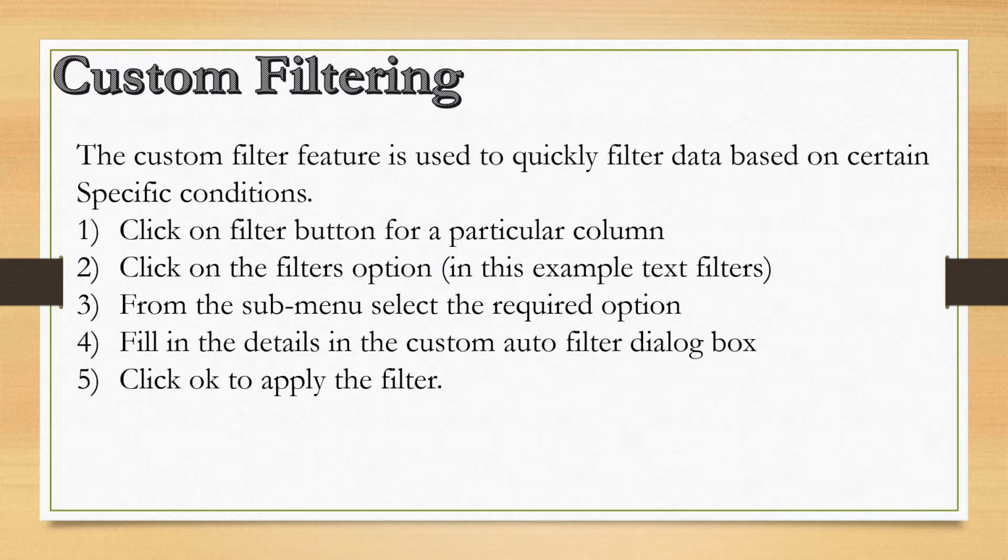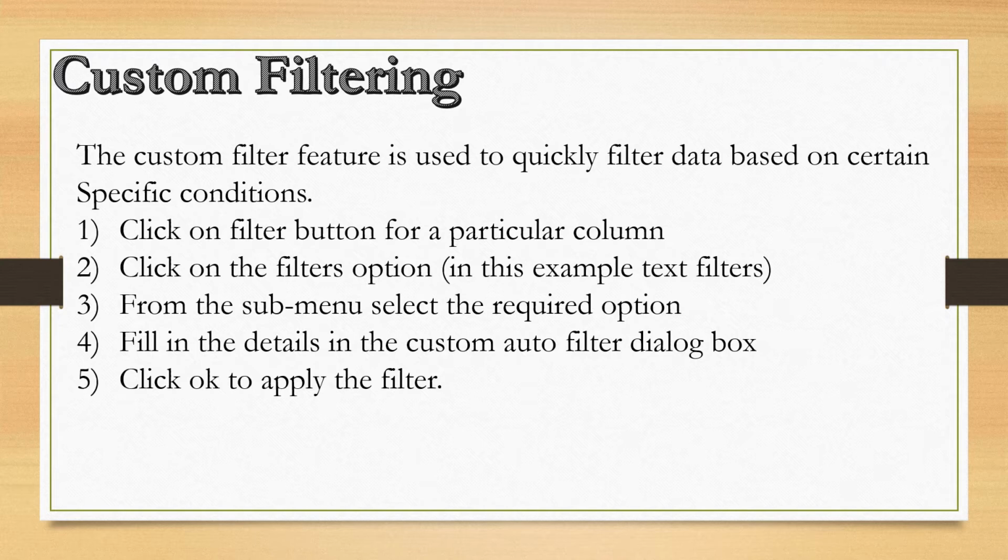Next option or next feature is custom filtering. What do you mean by custom filtering? It is nothing but filtering the data based on a particular criteria or a particular condition. If you filter the data, such kind of filtering is called custom filtering. Now let us see how to apply the custom filtering in MS Excel.